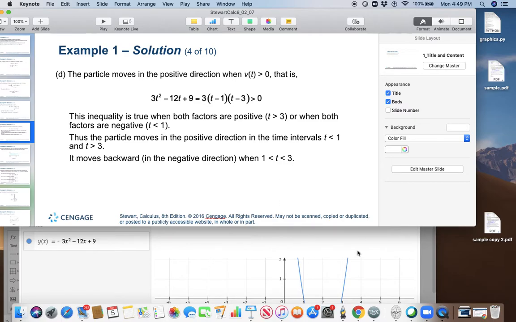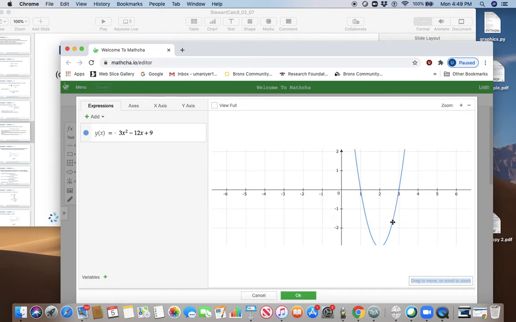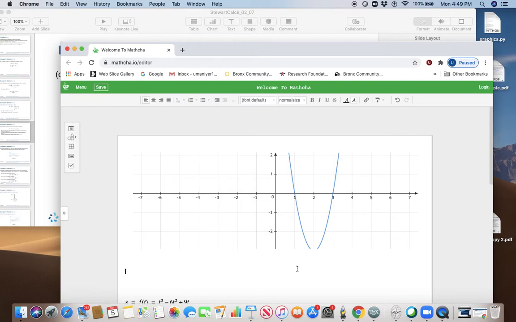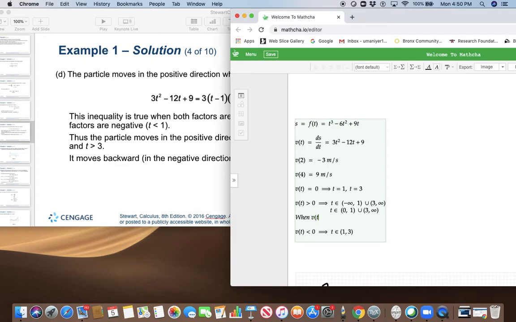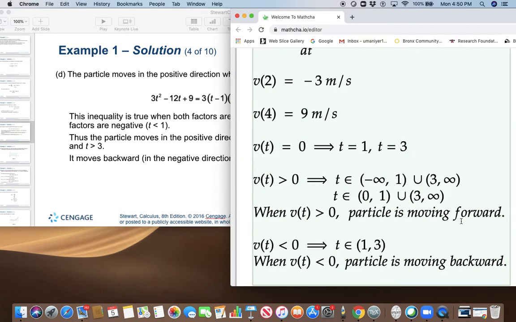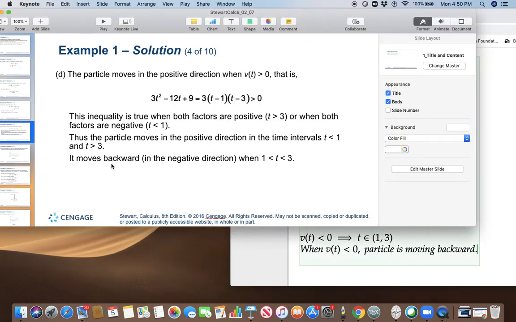Between 1 and 3, because the velocity is negative, my particle is moving backward. So velocity is positive from negative infinity to 1, union 3 to infinity. Velocity is negative between 1 and 3. When velocity is positive, the particle is moving forward. When velocity is negative, the particle is moving backward. I hope you can read it clearly. All right. So, it moves backward between 1 and 3.